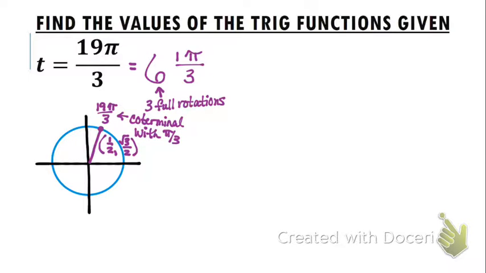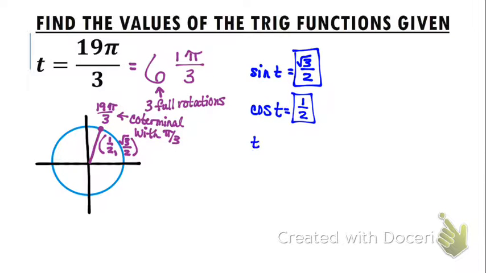Okay. Let's write down our 6 trig values here. What is my sine? Root 3 over 2. Ooh, I forgot to ask my question. Who's negative here? Nobody. Everybody's positive. What is my cosine? 1/2. What is my tangent? Square root of 3.